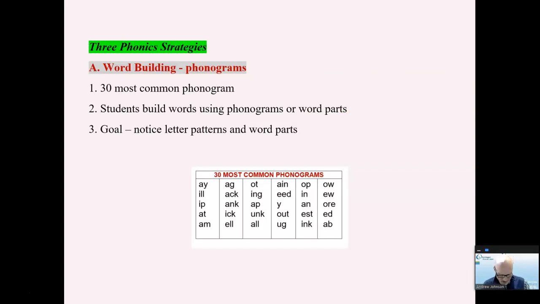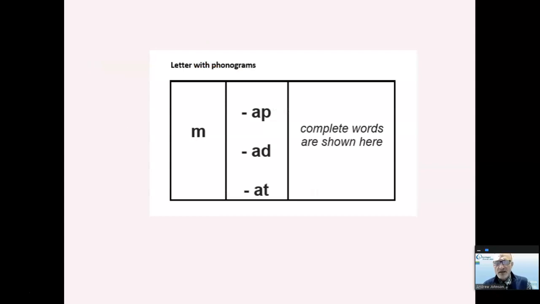And word building, I use this based on the 30 most common phonograms. Students build words using phonograms or word parts, and it gets them noticing letter patterns. Remember, the human brain is a pattern recognition device. That's how it makes sense of the world around them. A lot of ways you can do this. Given the phonogram or word family, students add the letter m, add m, ap. And then if you're using a PowerPoint or whatever, show the complete words here or write the complete words, however you want to do it.